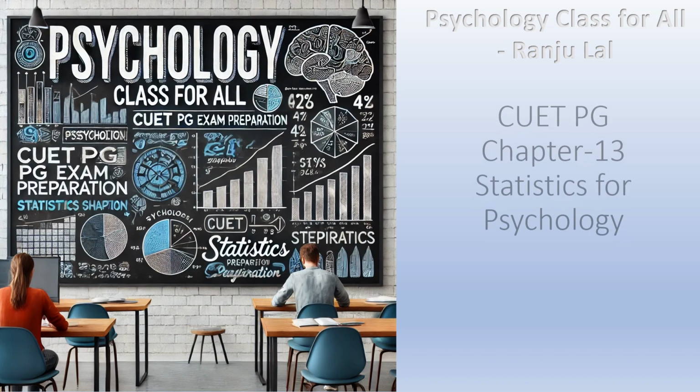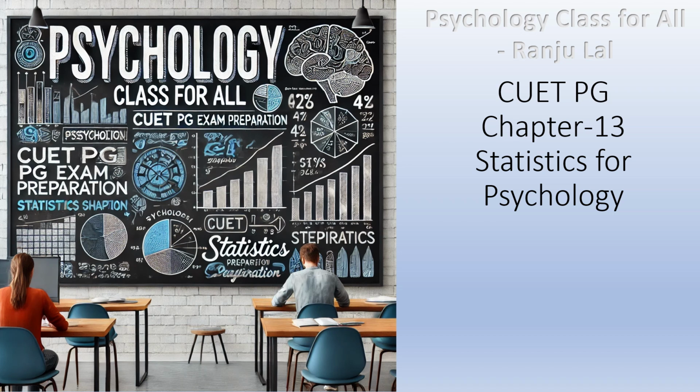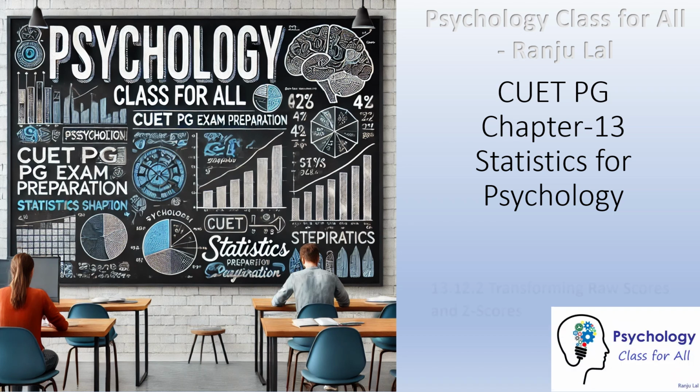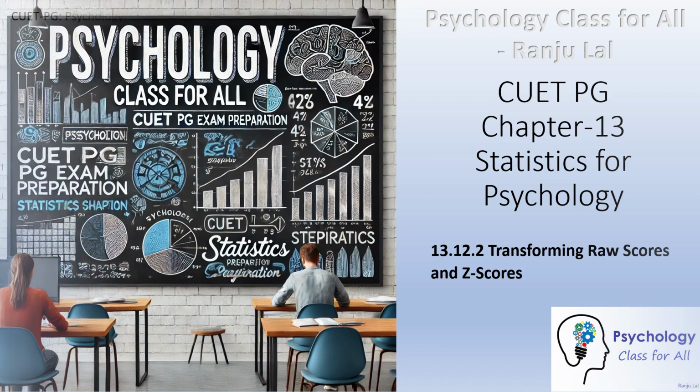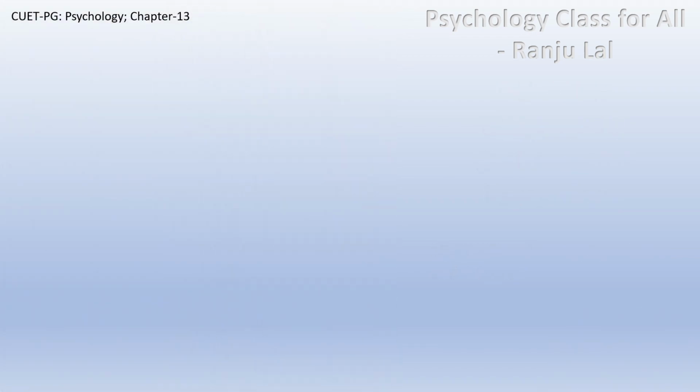In today's session, we are going to learn how to transform raw scores into Z scores and how to find a raw score when the Z score is known. This concept helps psychologists to compare scores from different tests, interpret performance, and understand where someone stands in a group.